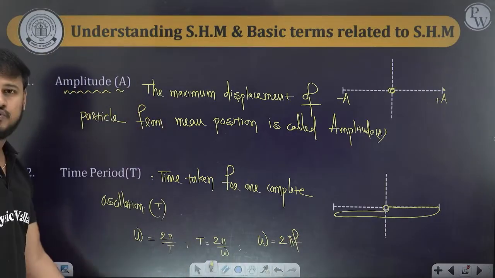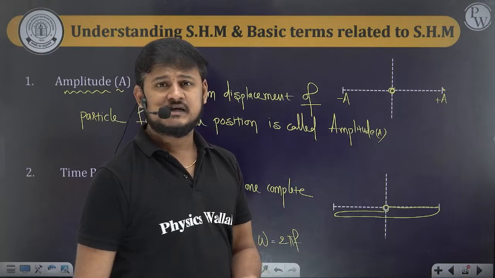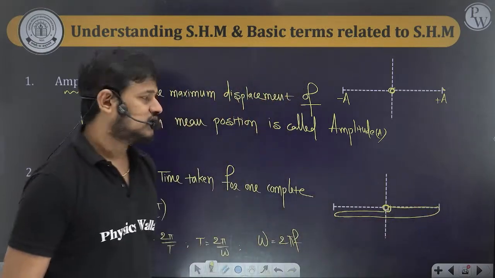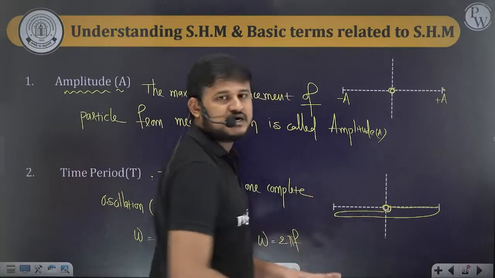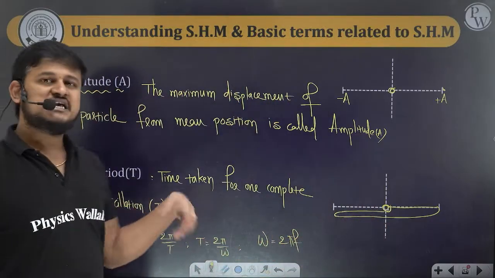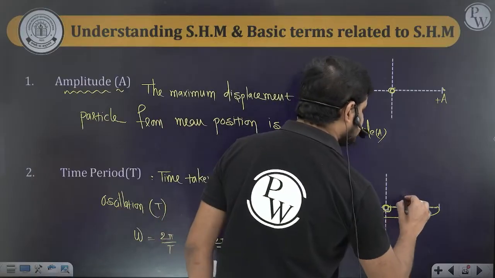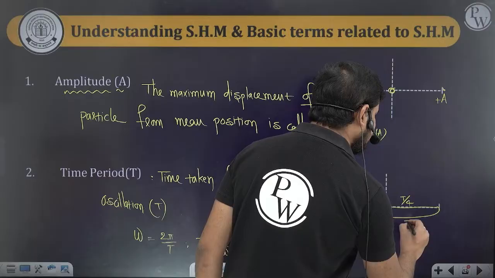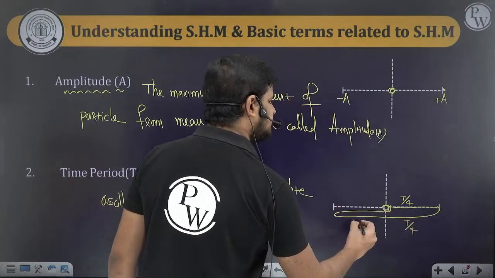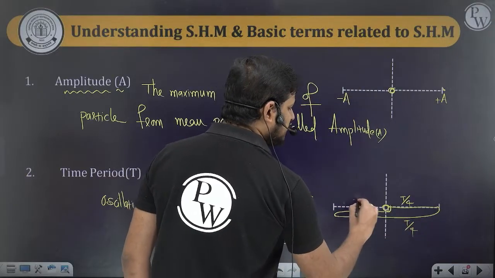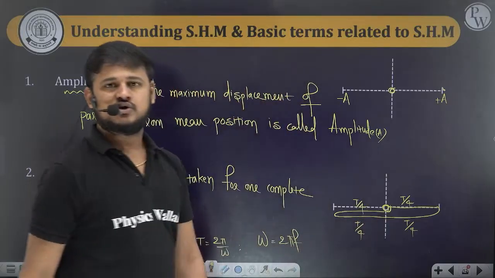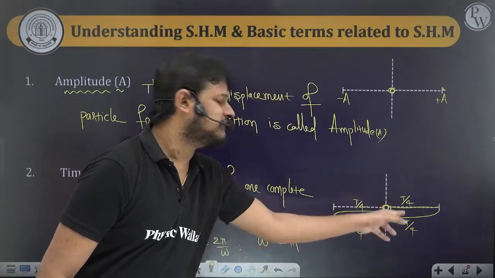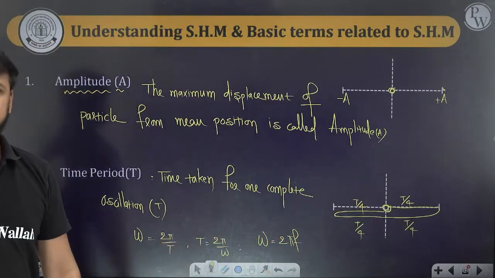So this also we know. So this is the time period. Then what is the time taken from mean to the right extreme, if they ask? The total time period T is divided into 4 parts. So from mean to the right extreme is T by 4, right extreme to the mean T by 4, mean to the left extreme T by 4, and left extreme to the mean again T by 4. Understood? The total is T time period.